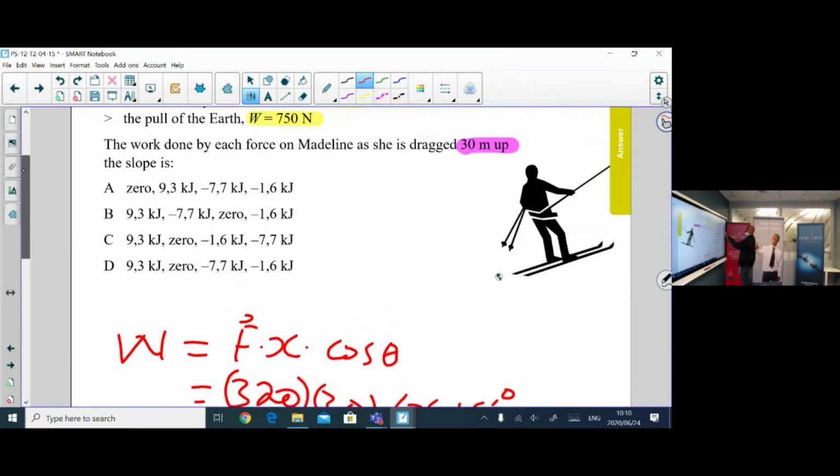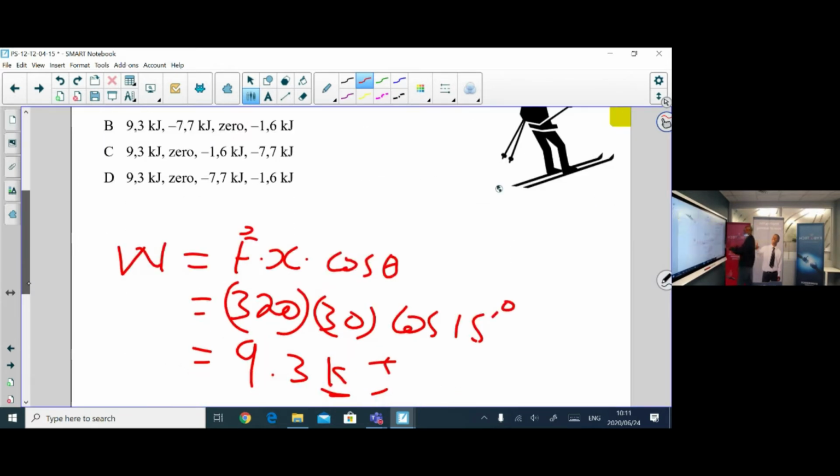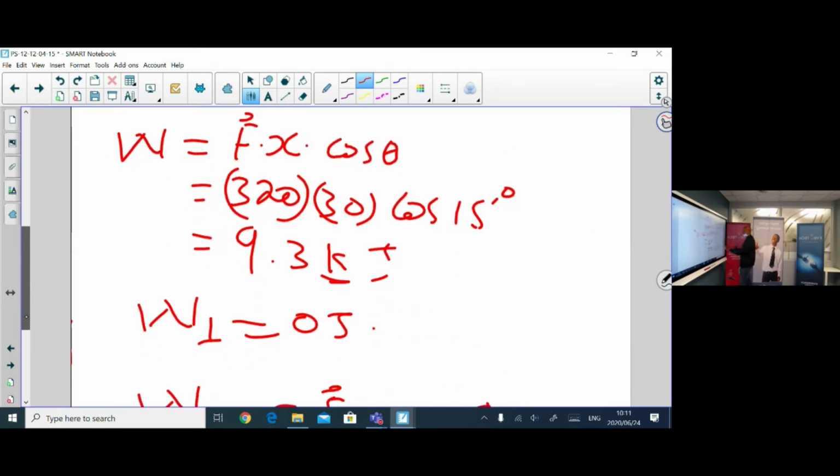Okay, perpendicular contact push of the snow. In other words, if you have a perpendicular, we know from the definition that perpendicular, we are going to have 0 joules. So we can't just calculate because we know, and then from the word perpendicular, I say W perpendicular is equal to 0 joules.